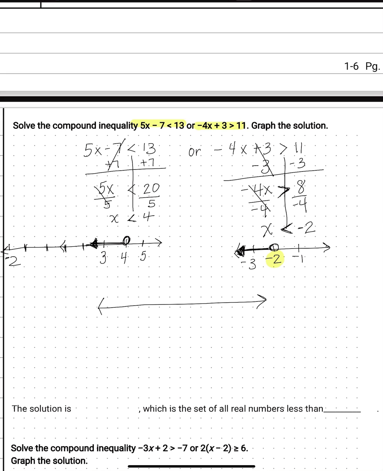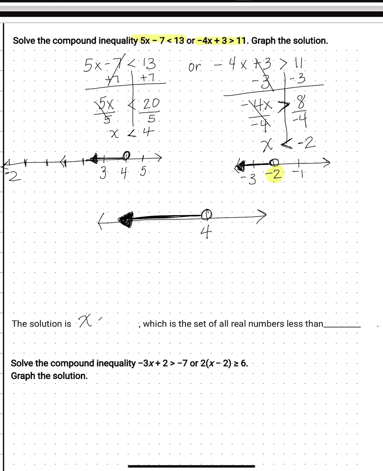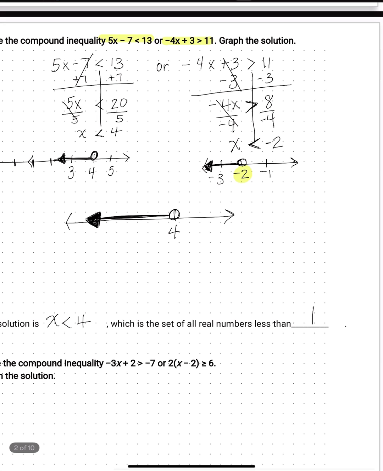So we would just say 4 here, we put an open circle, and it would be everything to the left. So in this case, one of the solutions is already included as part of the set of the other solution. So we will just say that the solution is x is less than 4, which is the set of all real numbers that are less than 4.